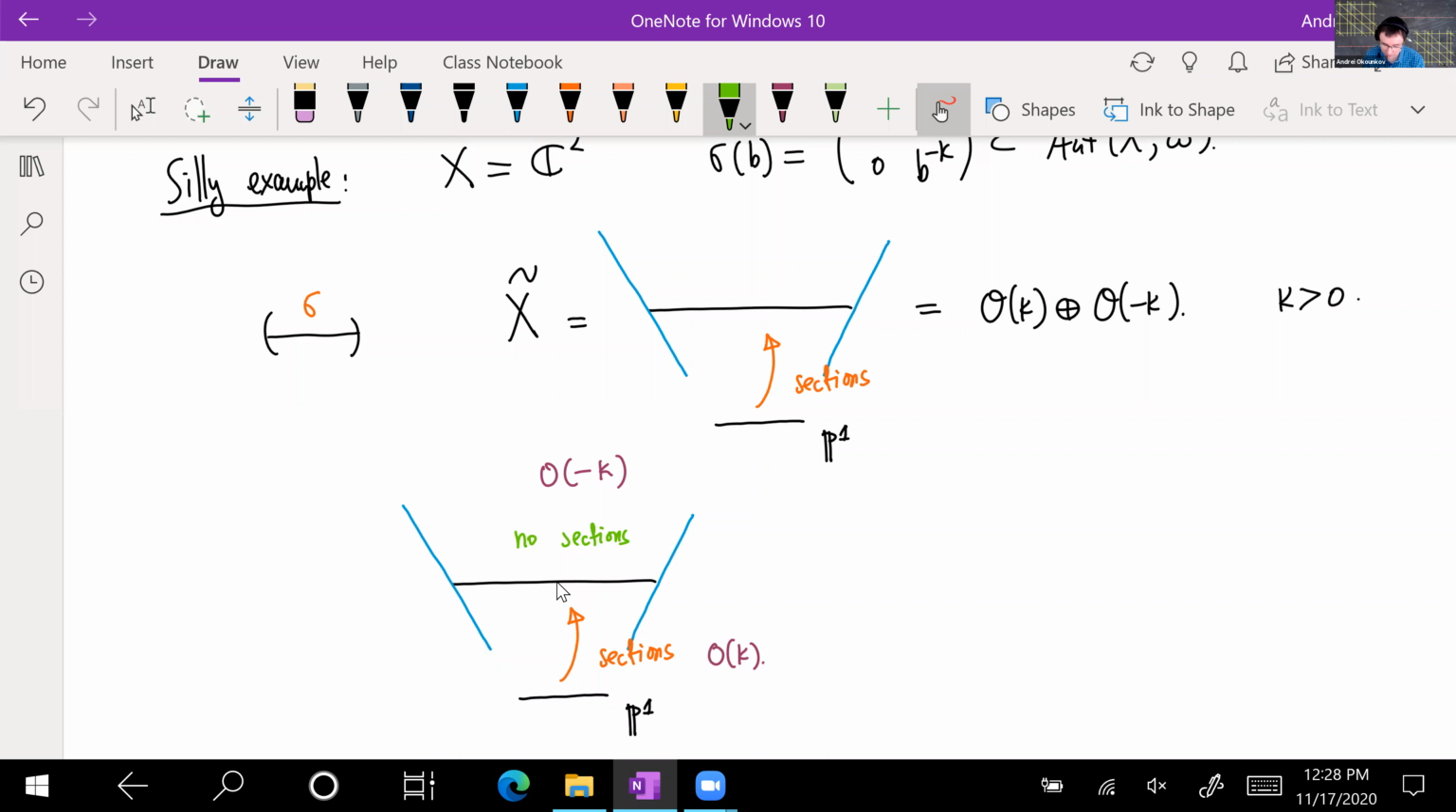No sections here, but O of K has plenty of sections, so this would be a K plus one dimensional space of sections. These are all possible polynomials of degree K.